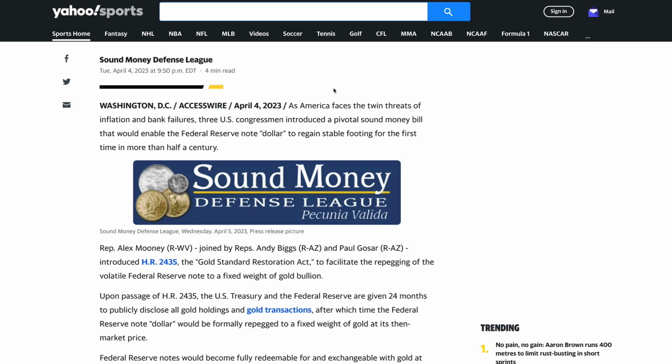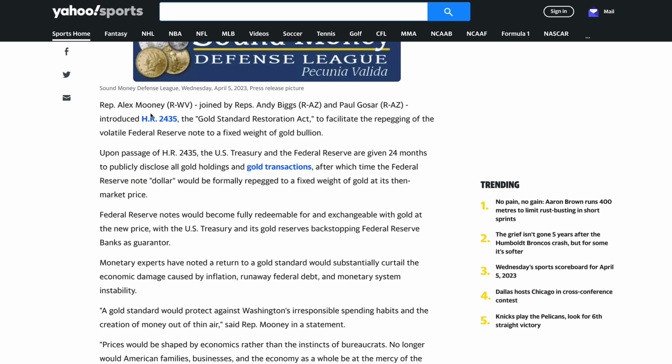As America faces the twin threats of inflation and bank failures, 3 US congressmen introduced a pivotal sound money bill that would enable the Federal Reserve note, the dollar, to gain stable footing for the first time in more than half a century. And so this was introduced by Alex Mooney, Andy Biggs, and Paul Gosar. They introduced the bill, the Gold Standard Restoration Act, to facilitate the repegging of the volatile Federal Reserve note to a fixed weight of gold bullion.